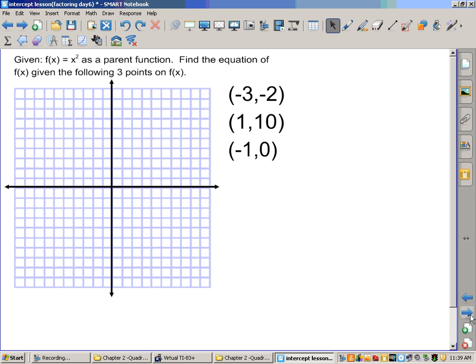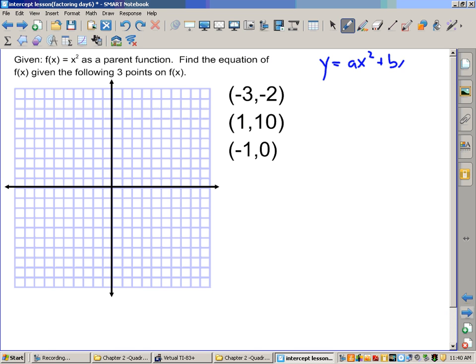This right here is actually a systems of equations problem. Okay? And it's going to be a systems of equations with 3 variables, because we are going to use standard form.